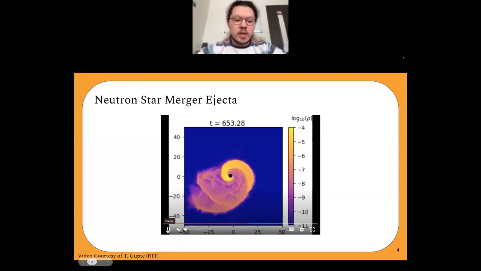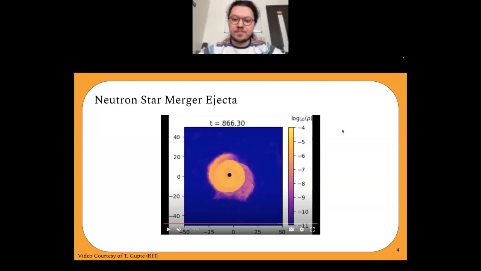And then if we keep playing, we'll see that a lot of the material settles into this accretion disk around the merger remnant. But then I'm not sure if you can see, but on the blue background, we can sort of see wisps of material also being ejected from the system. So effectively what we have is a lot of the material stays in this accretion disk, but a lot of it is also removed from the system.